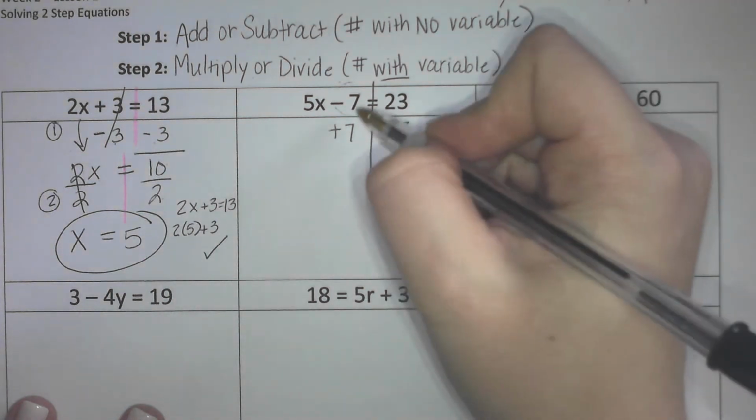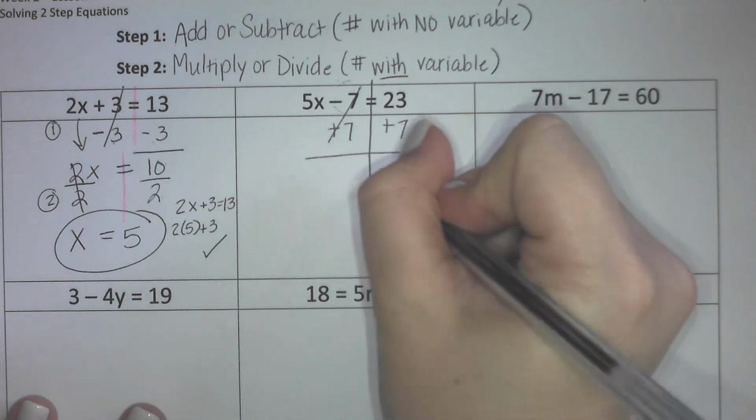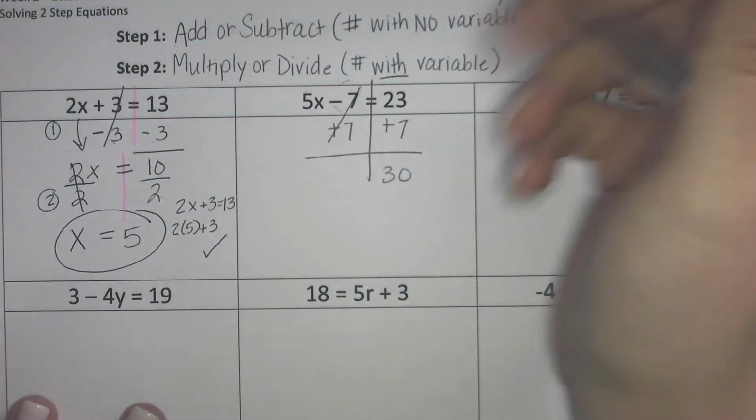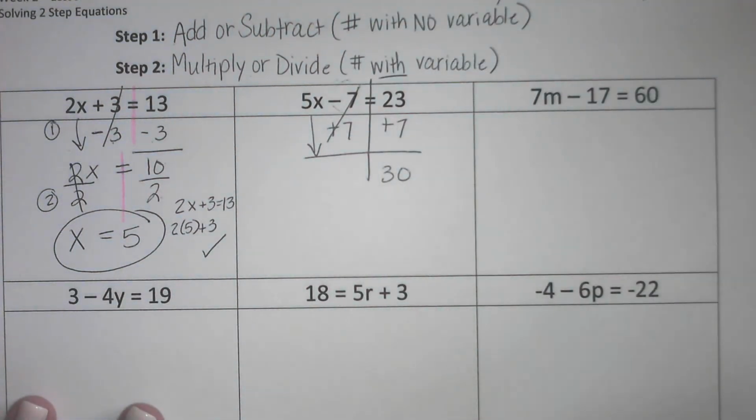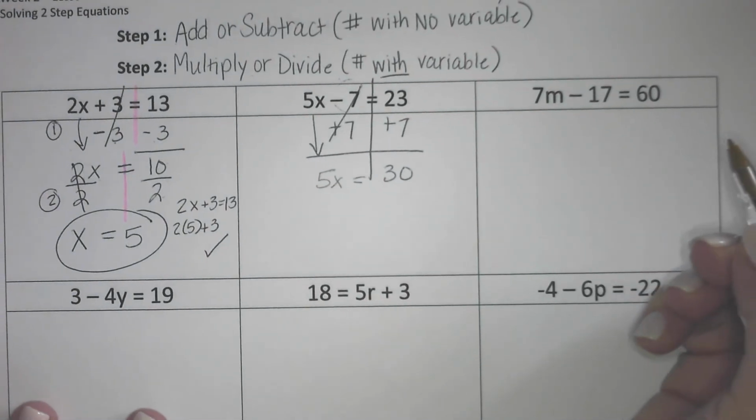Negative 7 plus 7 cancels itself out. And 23 plus 7 is 30. Then I go ahead and bring down 5x. So I've got 5x equals 30. So I'm moving on to step 2.